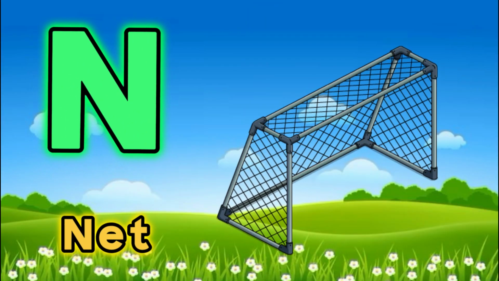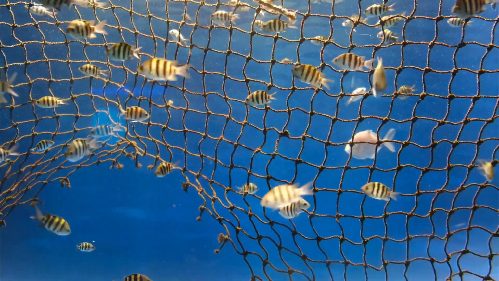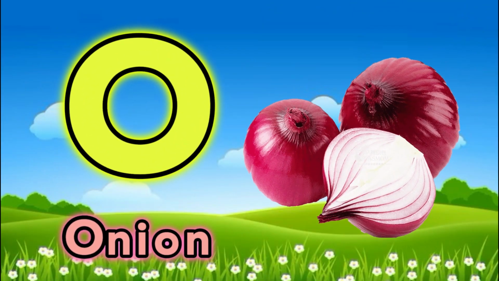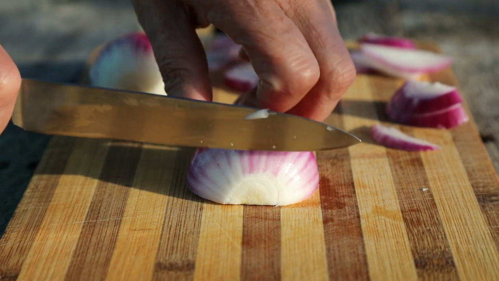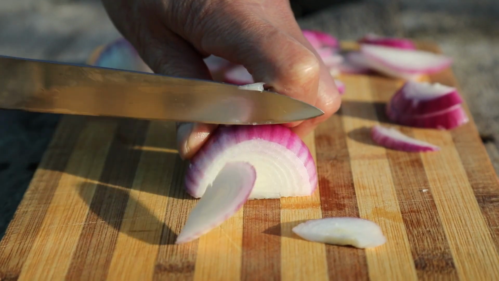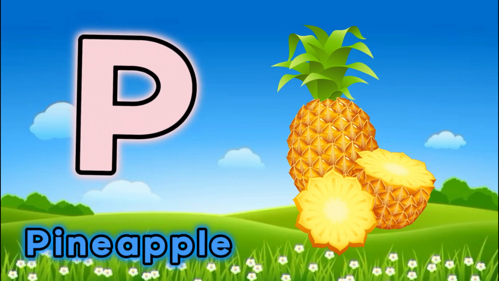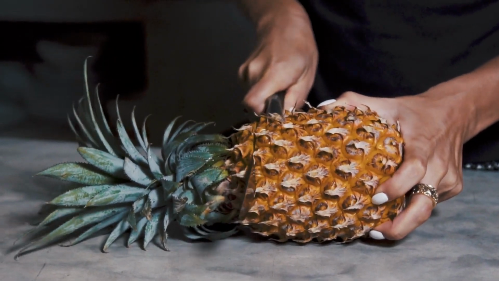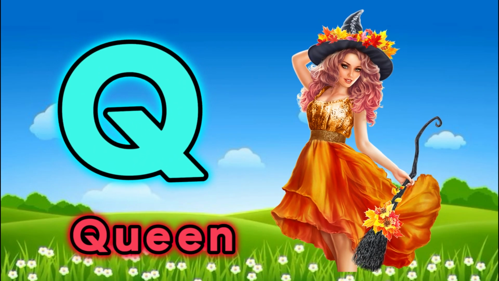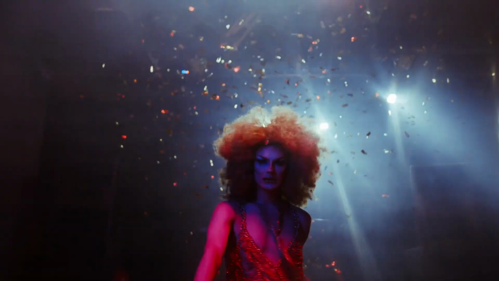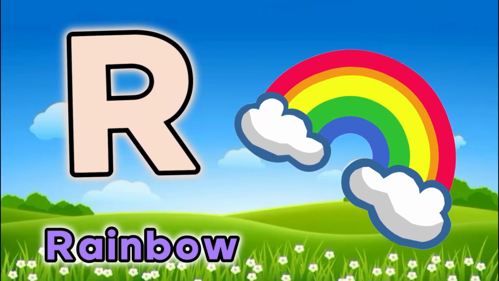N for net. O for onion. P for pineapple. Q for queen. R for rainbow.